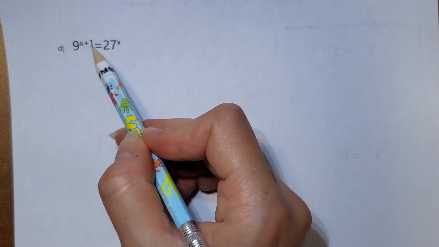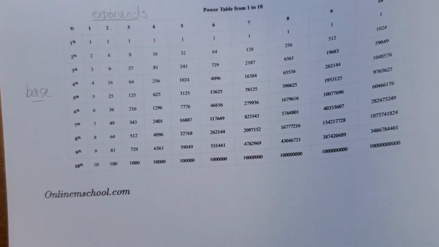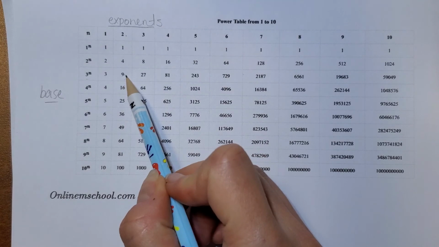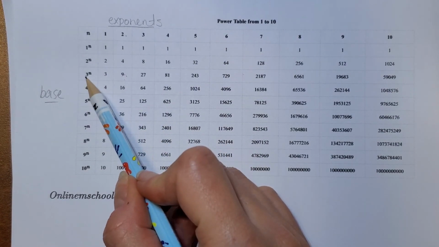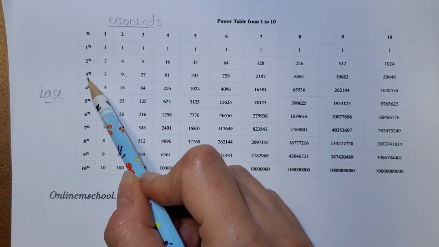9 to the power of x plus 1 equals 27 to the power of x. x is in the exponent. We want the same base. We don't have the same base. Can 9 and 27 be rewritten in the same base? Let's take a look at our chart. So we're looking for 9. We know 9 can be written in base 3. And look at that, 27 can also be rewritten in base 3.